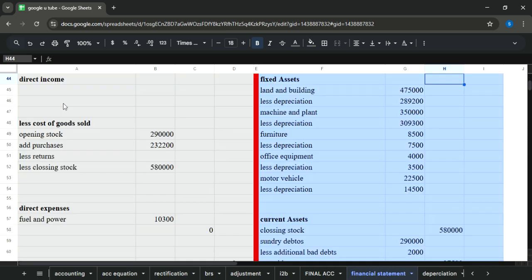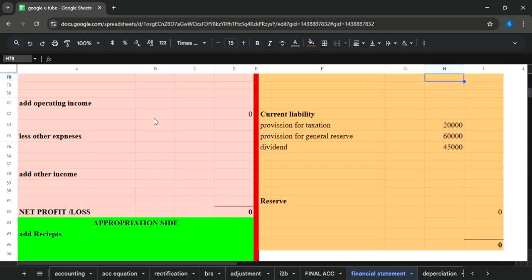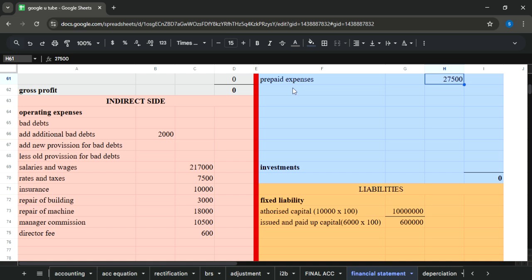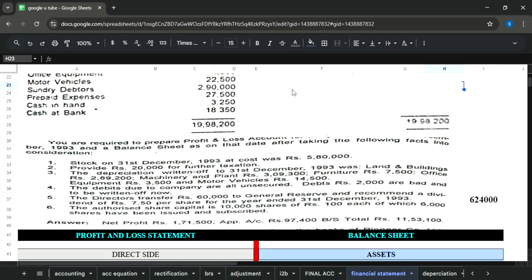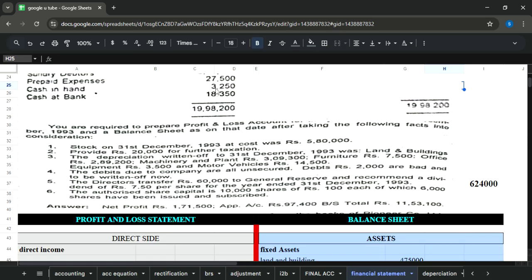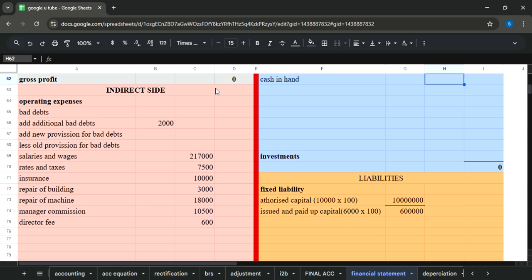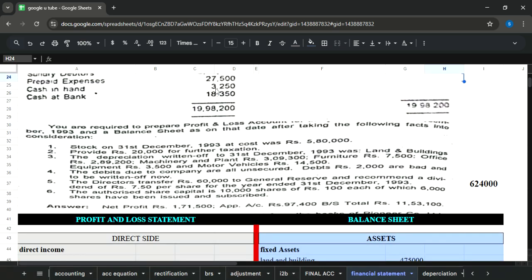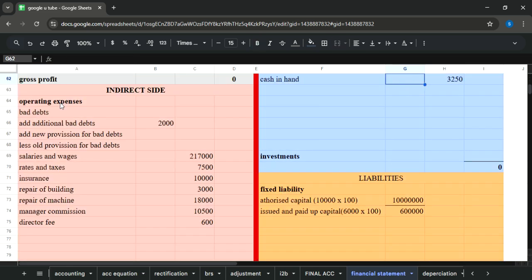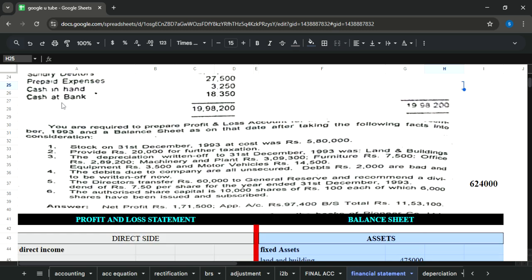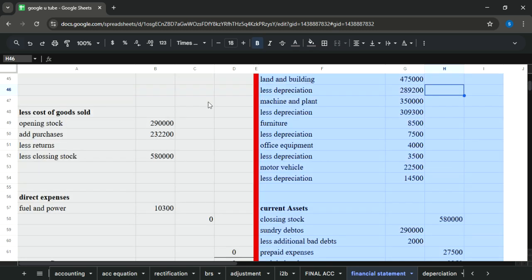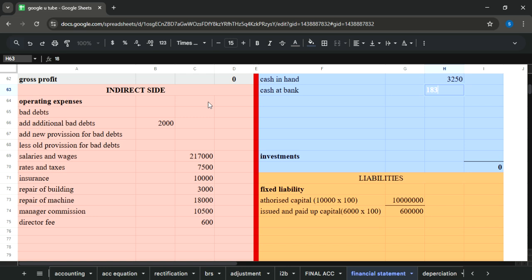Next, cash in hand. Again, cash in hand will go to the asset side. Now let's see how much the amount of cash in hand is, 3250. In the current asset side we are writing 3250. After cash in hand we have cash at bank. Again asset side, cash at bank. Amount is 18,350. So in the current asset side, we are writing 18,350.